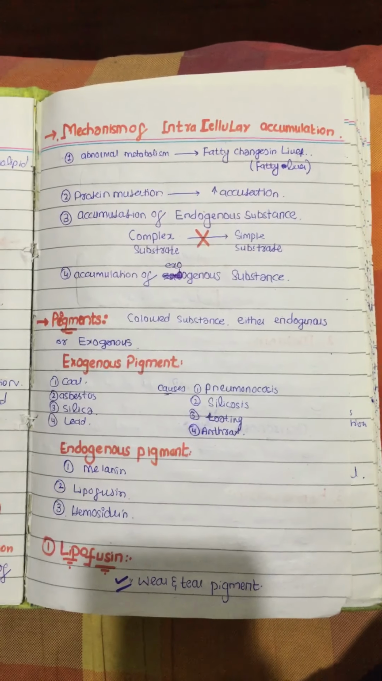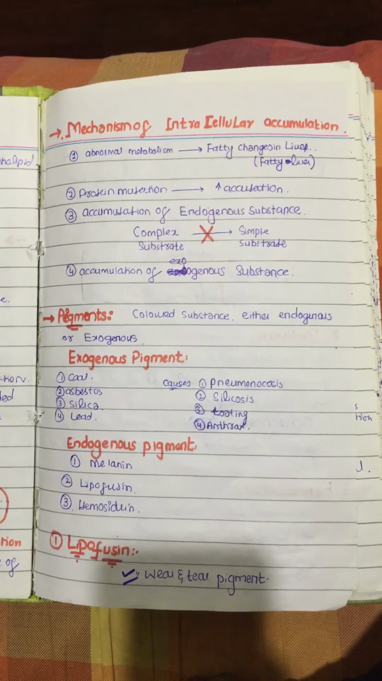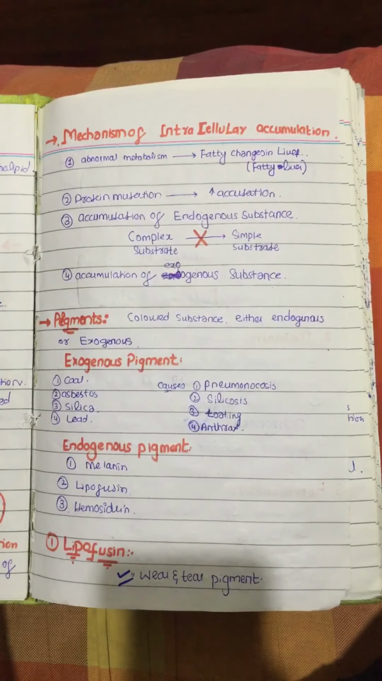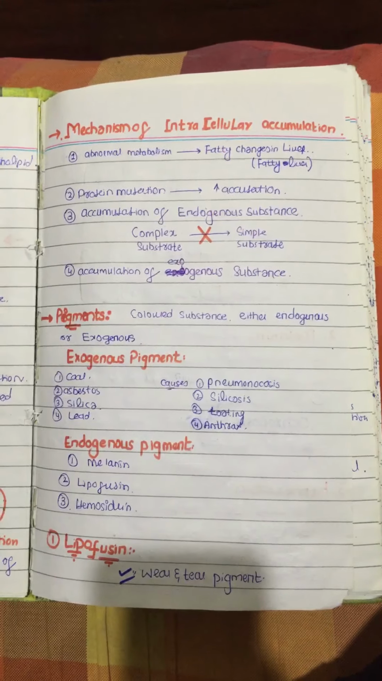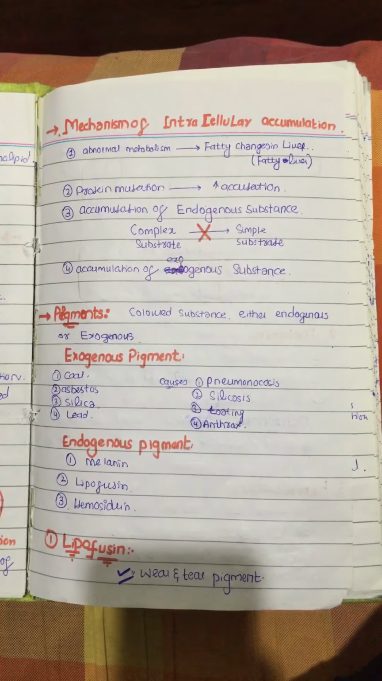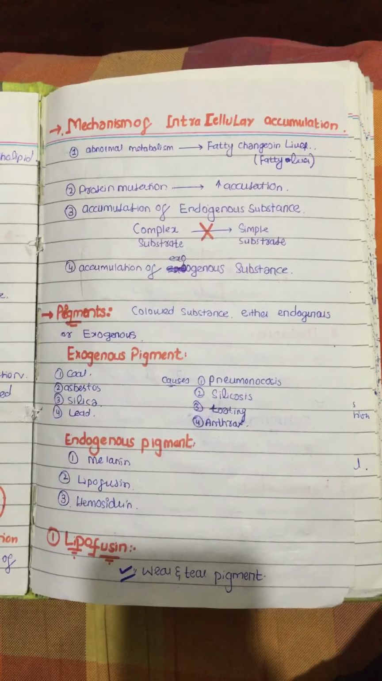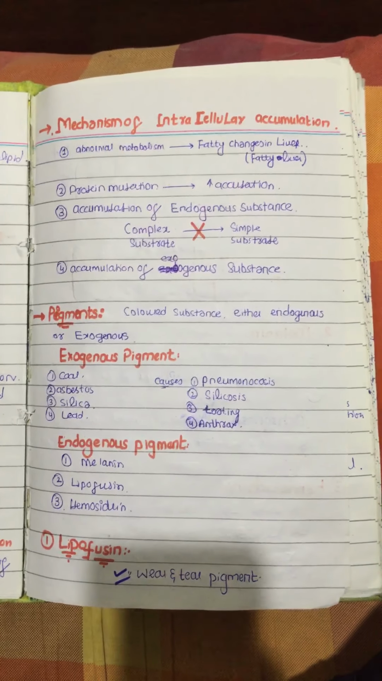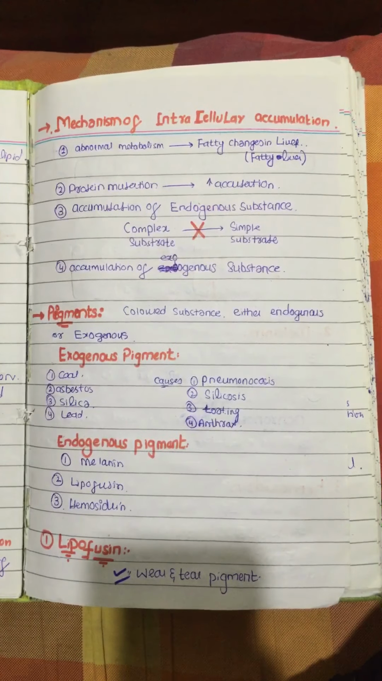Hello everyone. So today we are going to do the mechanism of intracellular accumulation. There are basically four mechanisms of intracellular accumulation. Either there's going to be abnormal metabolism, and because of this there's going to be an increased level of certain substances. For example, in fatty liver there is an increased level of fats in the liver. Or there's going to be a mutated substance, a mutation of the protein, and because of this there's going to be accumulation.